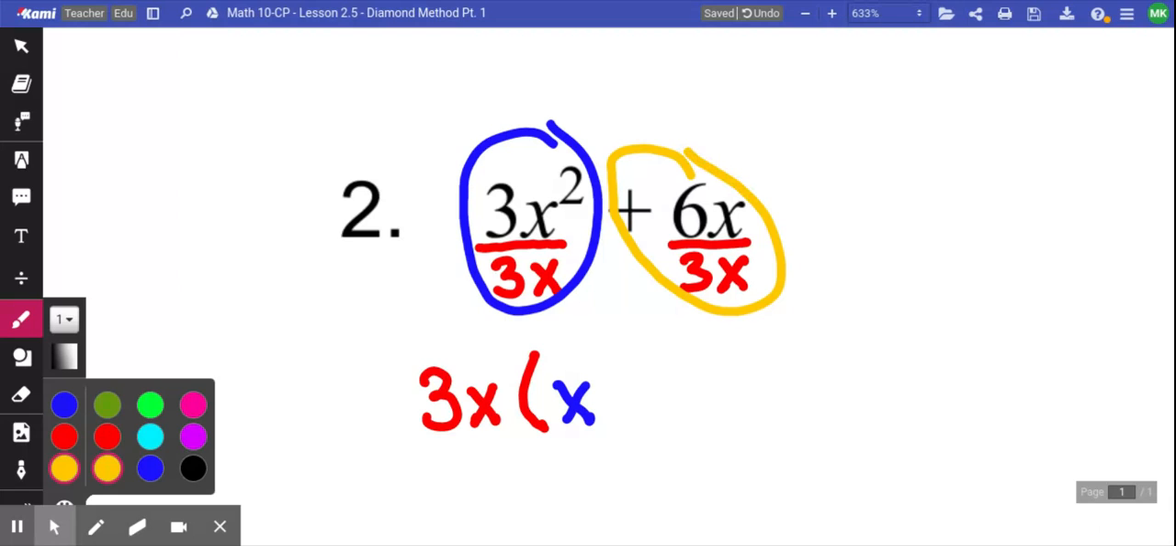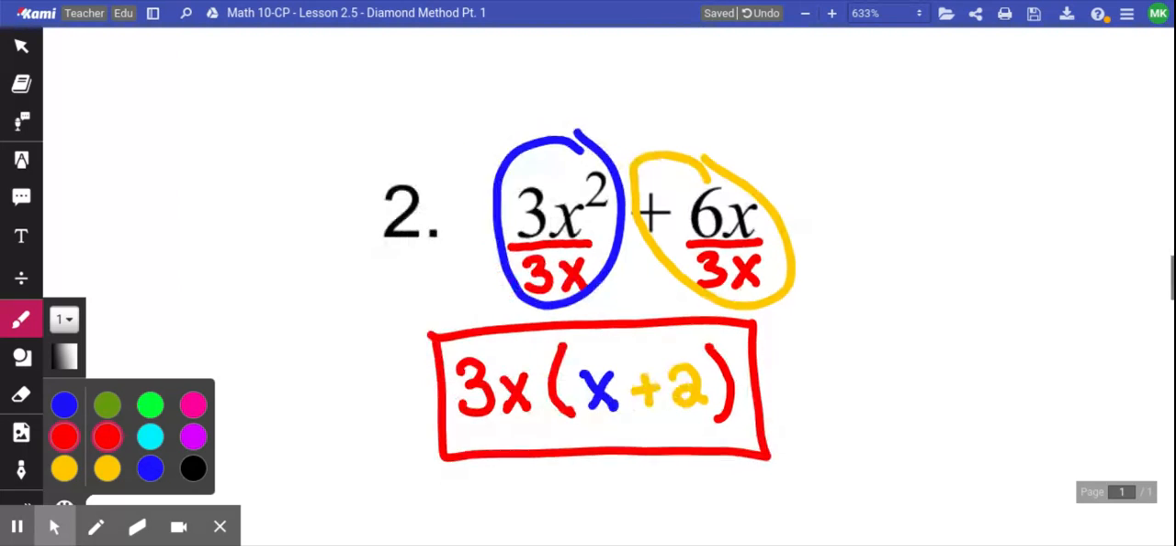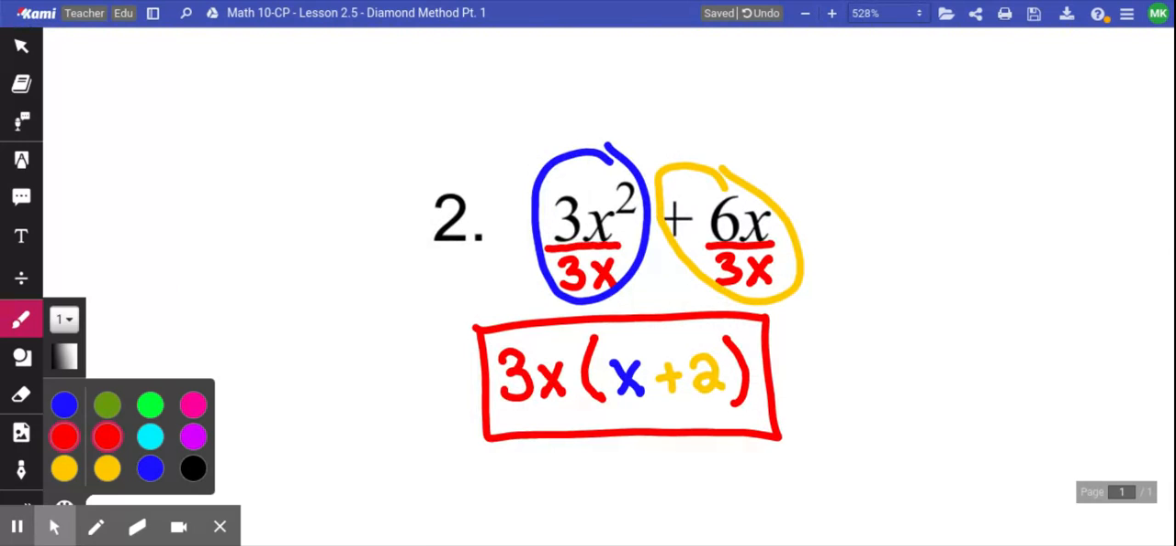Plus 6 divided by 3 is positive 2. X divided by x cancels out. I now have 3x times x plus 2. And I have factored that polynomial by taking out a greatest common factor.